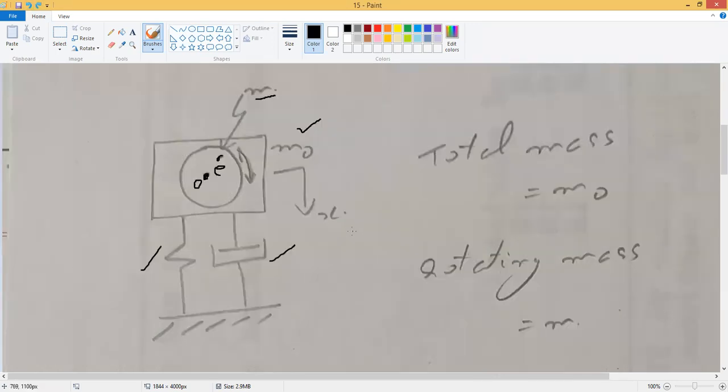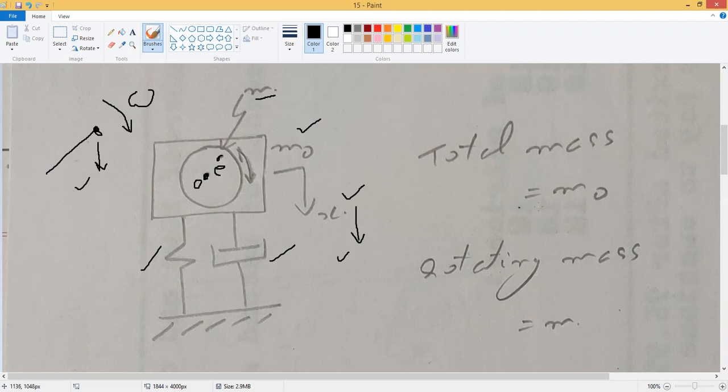And then please note the positive direction of the coordinate system which has been chosen. The x-axis happens to be positive in the downward direction. And if you notice the position of the center of gravity, when omega is in the negative direction, that is the clockwise direction, the eccentricity is itself moving in the downward direction. So both the directions are oriented in the same direction.